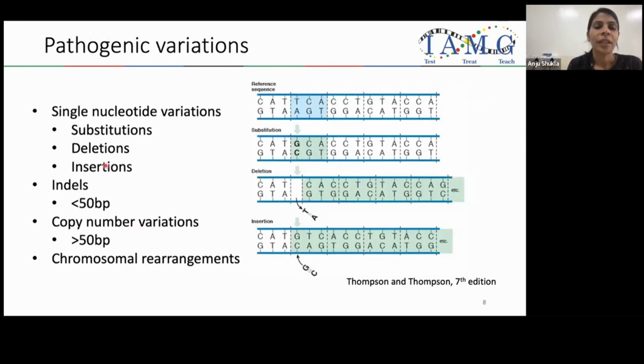The other class of variations is the pathogenic or disease-causing variation. There are several classes of it. They can range from single nucleotide variation, which can be in the form of substitution of one base by the other. There can be deletion of a few base pairs, and there can be insertion of a few base pairs. The second category is that of indels, which are changes less than 50 base pairs long. If they are more than 50 base pairs long, they are referred to as copy number variation. And there can be larger chromosomal segment deletions, duplications, insertions, etc. They are all referred to as chromosomal rearrangements.